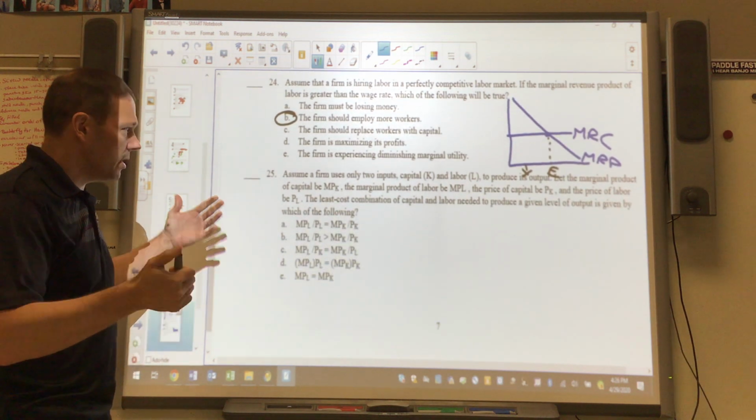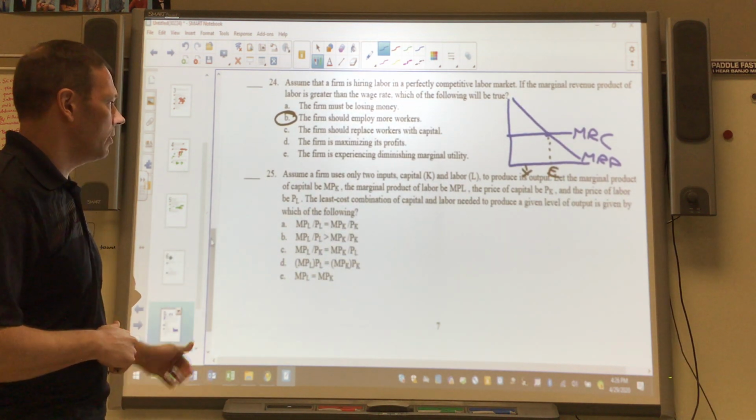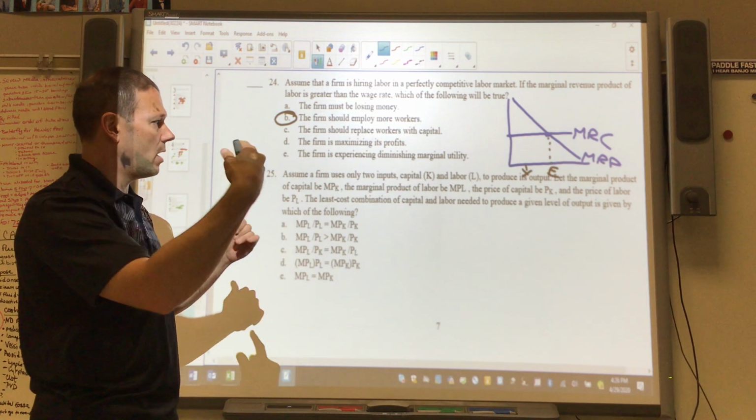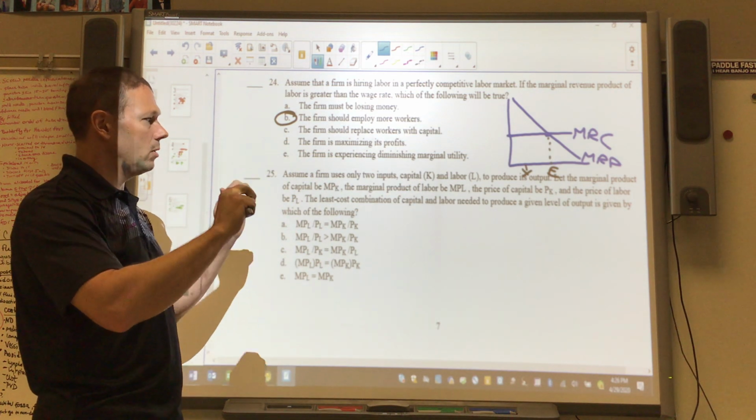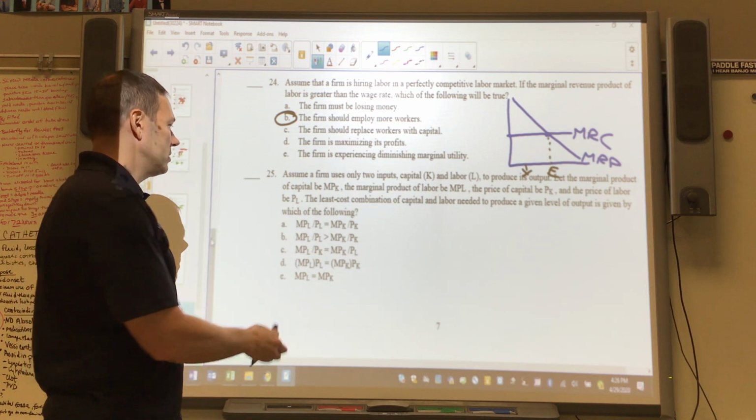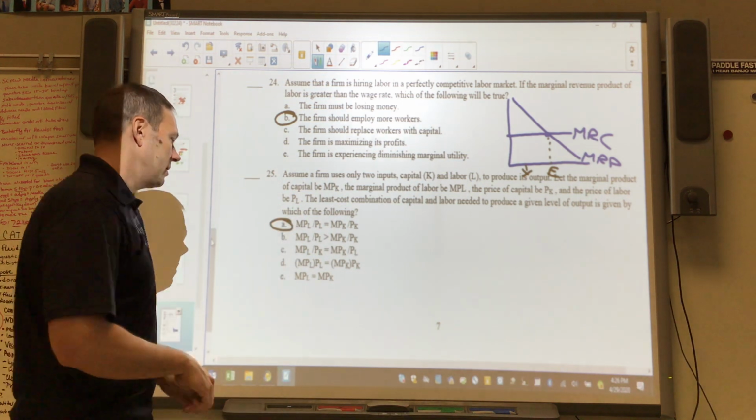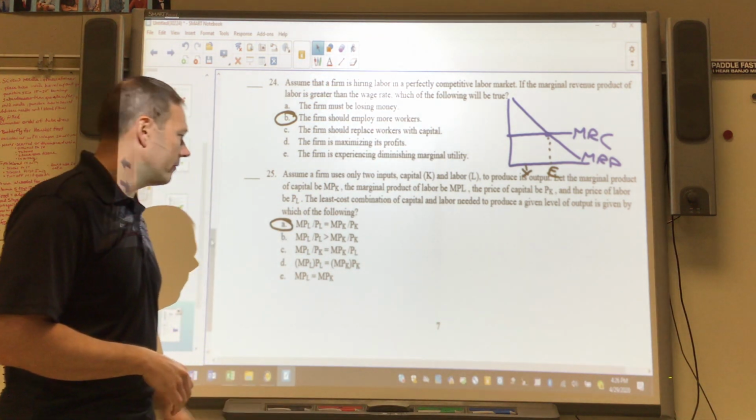And then lastly, here again is our least cost combination rule. Again, the marginal product of labor divided by the price of labor should equal the marginal product of capital divided by the price of capital. And the best way of expressing that is letter A. So number 25 is letter A.